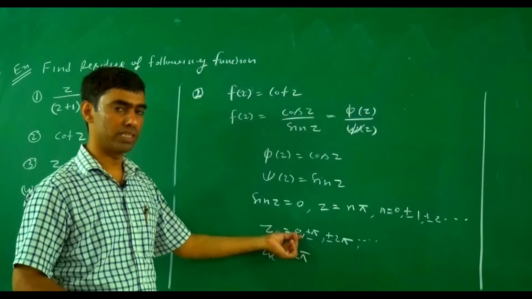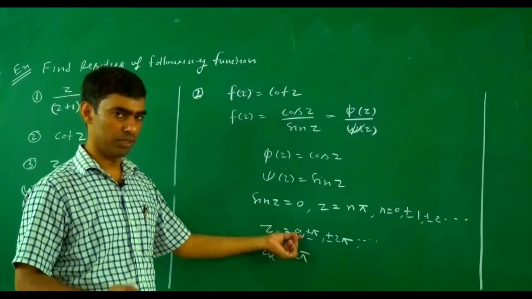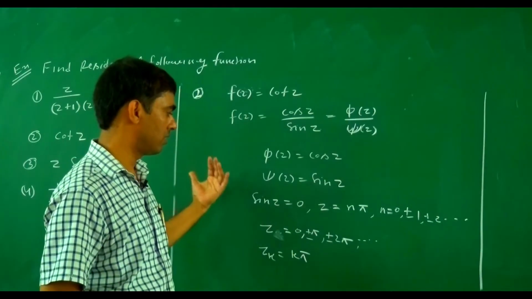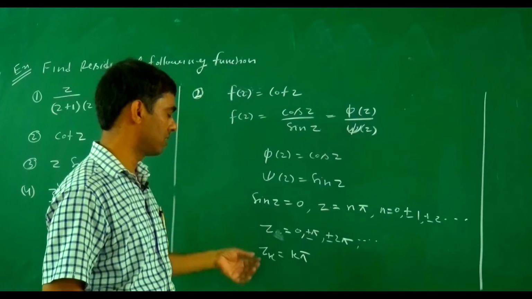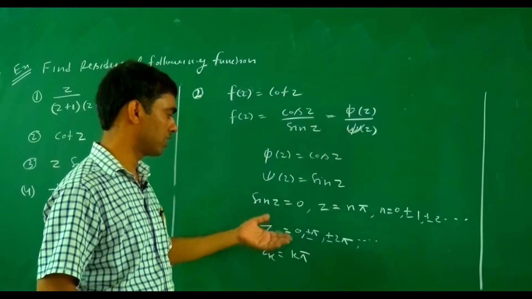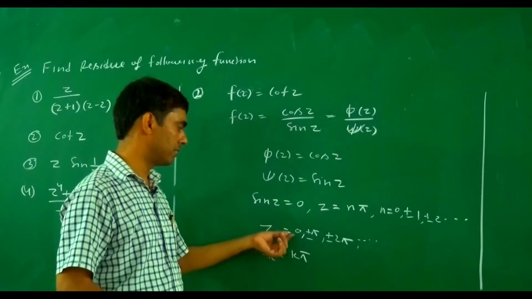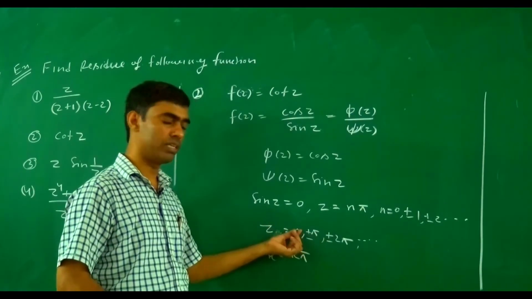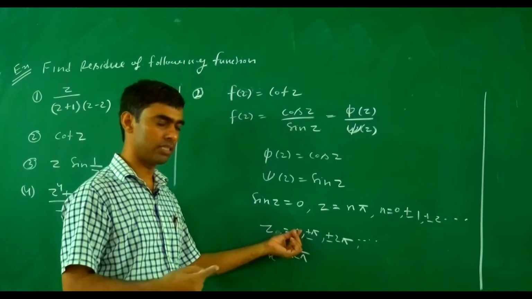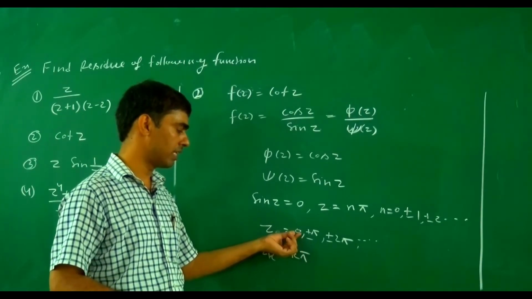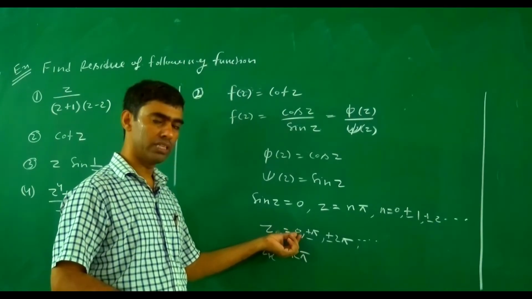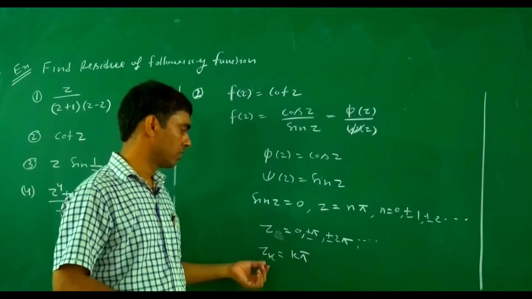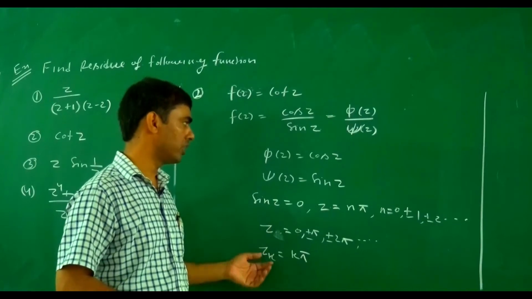First we categorize whether this is isolated or non-isolated. If it is isolated, then we are able to find the residue as we discussed previously. These are isolated singular points because we are able to draw a region where there is no other point except these singular points. So there is an infinite number of singular points.